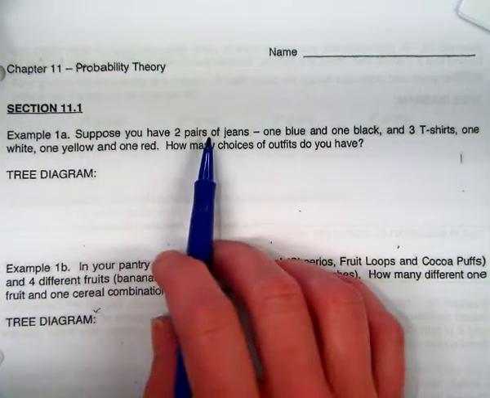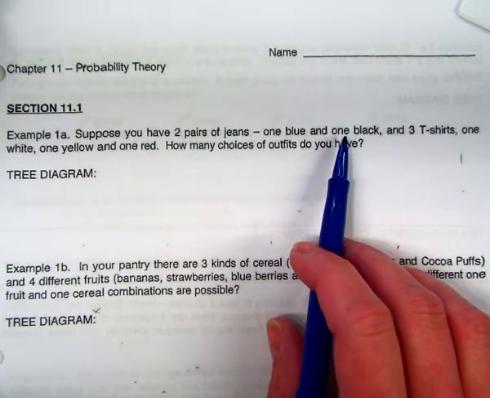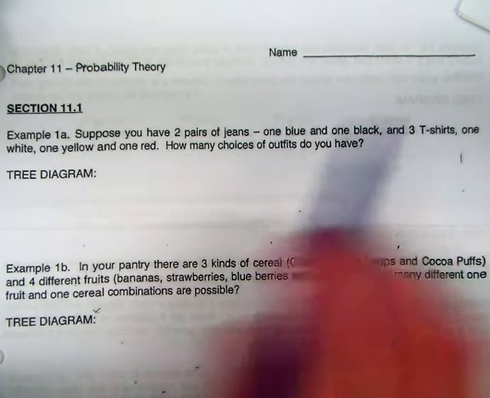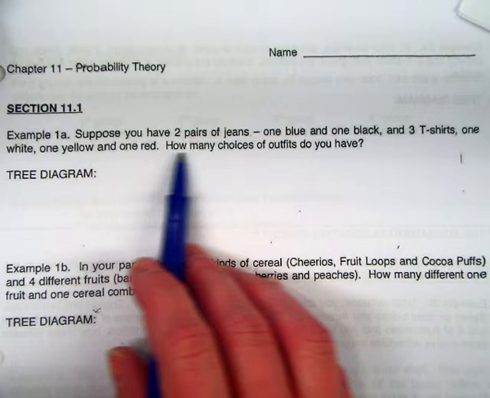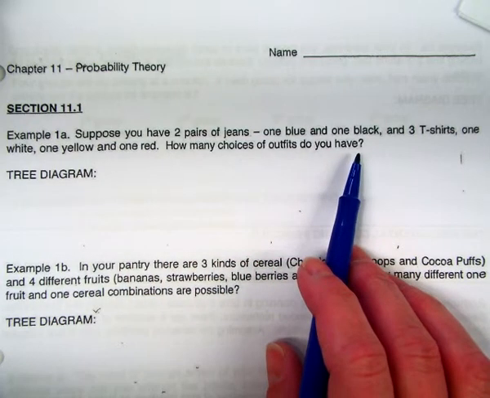Suppose you have 2 pairs of jeans, blue and black. That's very little, don't you think? And 3 t-shirts, 1 white, yellow, and red. How many choices of outfits do you have?